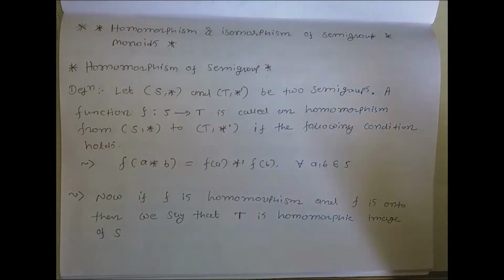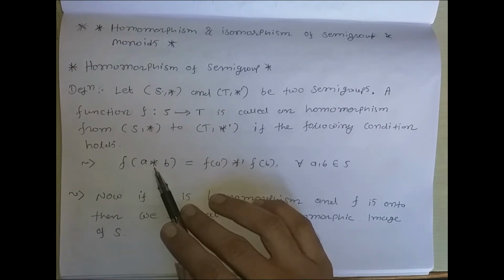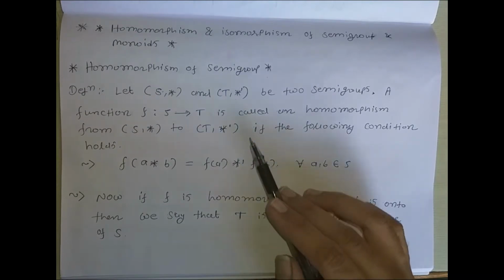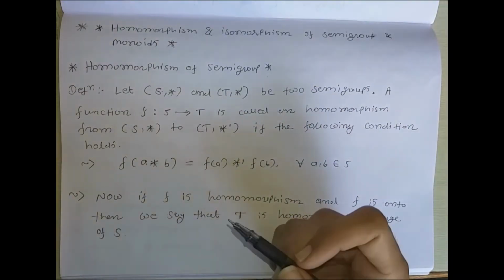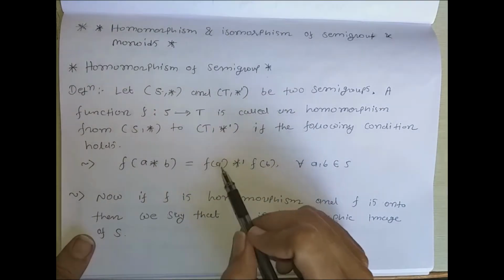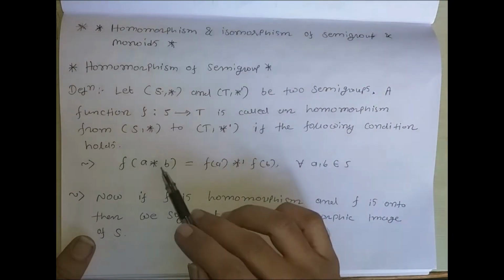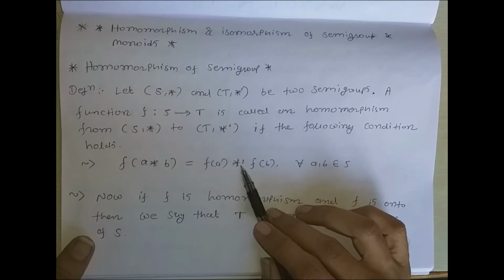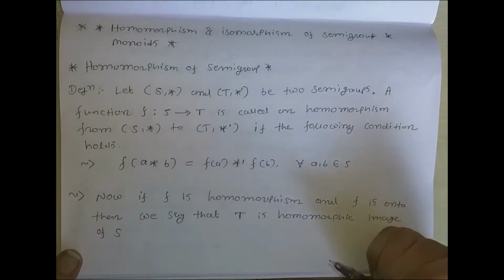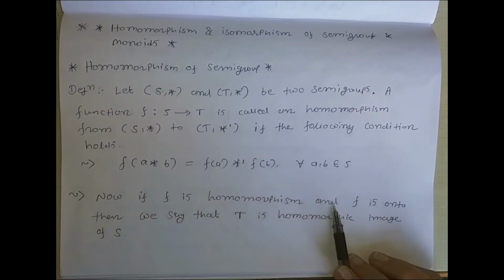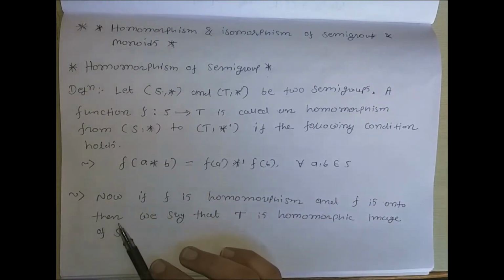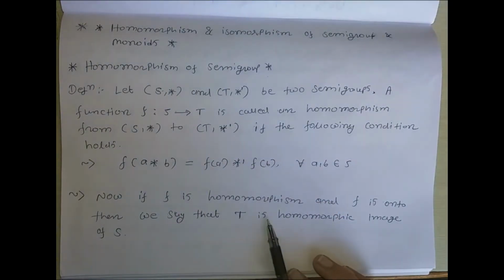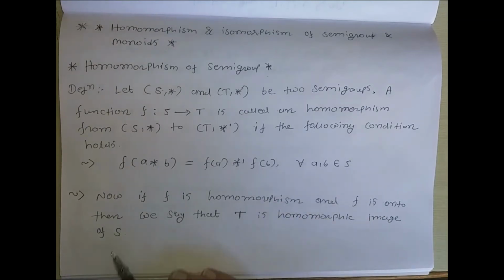homomorphism of semigroup. Here we use the binary operation of semigroup S, and here it is the binary operation for the semigroup T. Remember it: f(a * b) is equal to f(a) *' f(b). That is, the binary operation of S is converted into the binary operation of T, that is *'. Now if f is a homomorphism and f is onto, then we say that T is a homomorphic image of S.